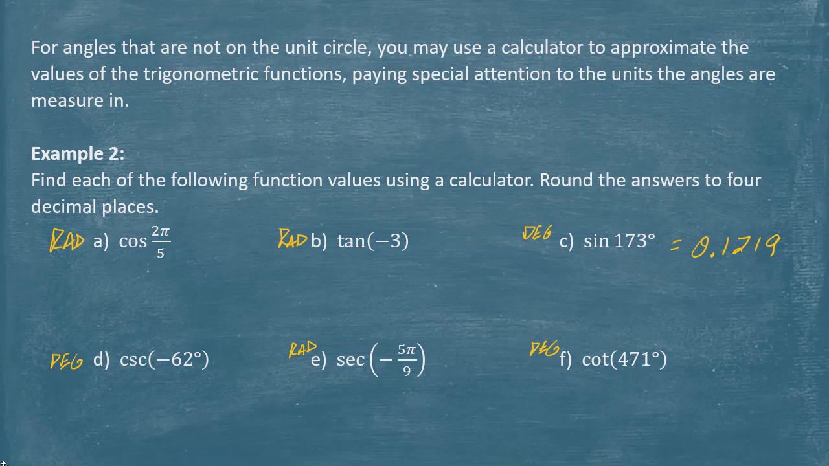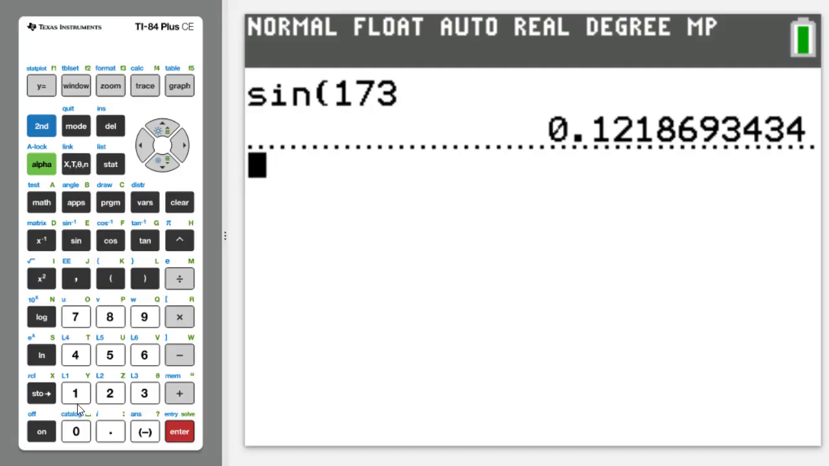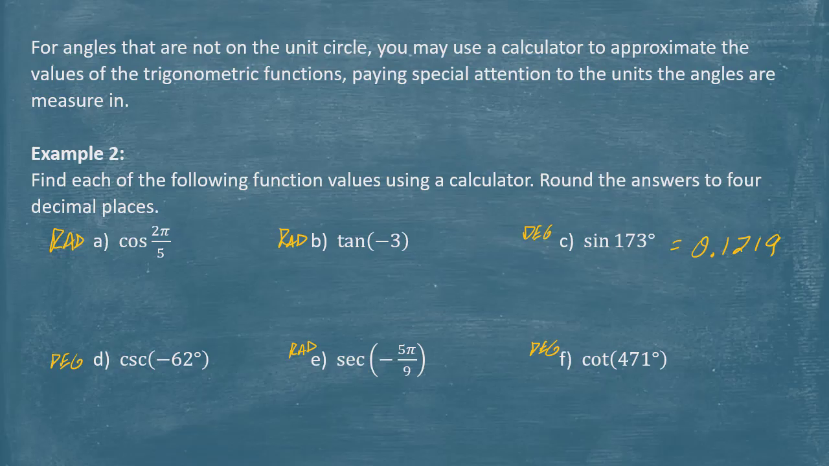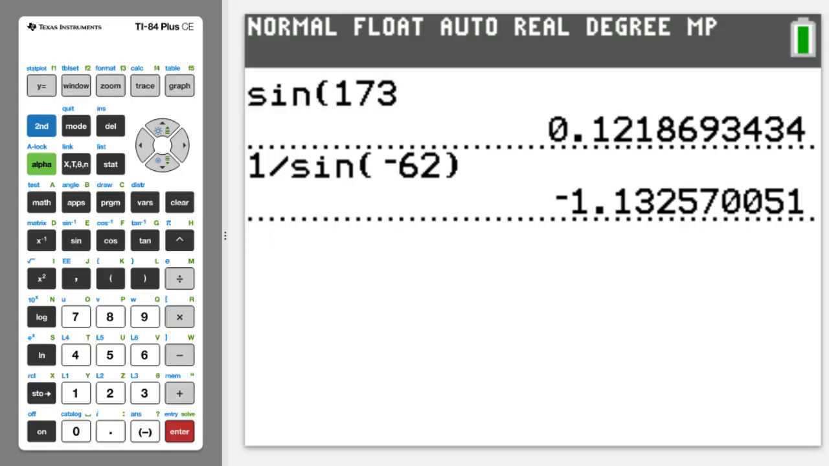Typing it in on a calculator, I just have to do 1 divided by whichever its reciprocal is, so cosecant goes with sine. So this will essentially just turn into 1 divided by sine of the angle, negative 62 degrees. Close the parenthesis, press enter, and it gives me negative 1.1326-ish.